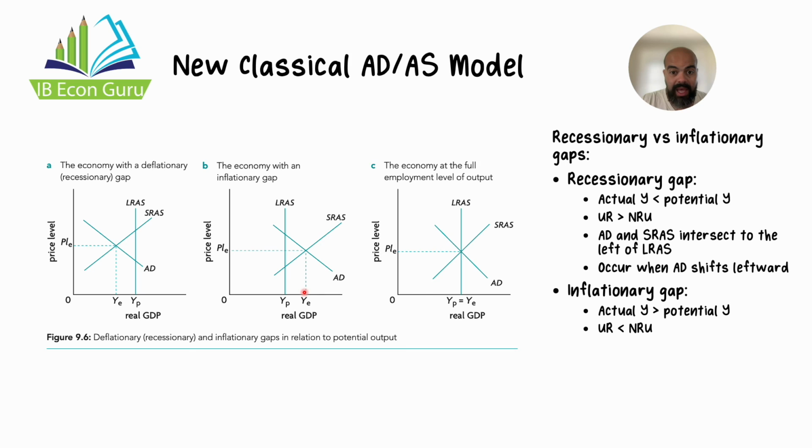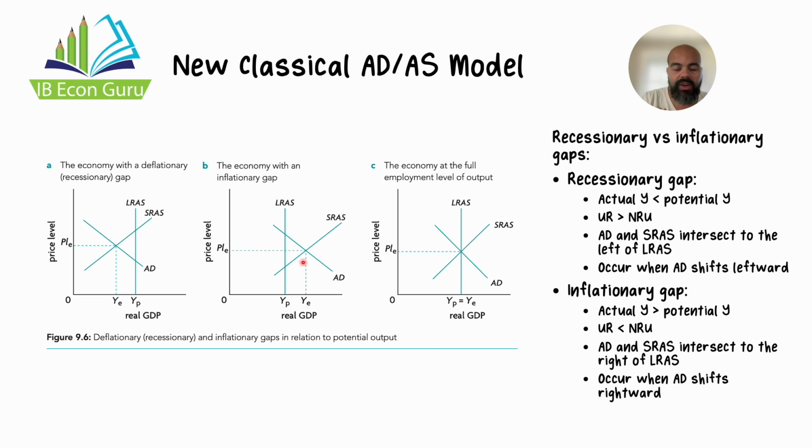There is a lower unemployment rate than the natural rate of unemployment, which means the unemployment rate is quite low. It's much lower than what we consider natural, which is frictional, seasonal, and structural unemployment. You can see AD and SRAS intersect to the right of LRAS, and this occurs when AD shifts to the right. Imagine an AD curve here, and it shifted to the right, and that created an inflationary gap. So remember, a shift of AD to the right creates an inflationary gap. A shift of AD to the left creates a recessionary gap.